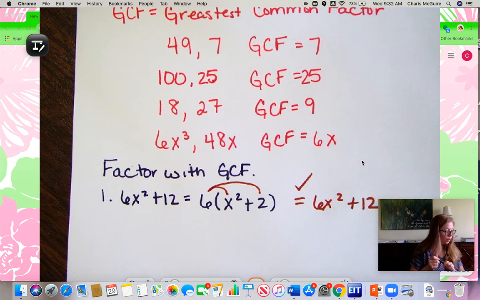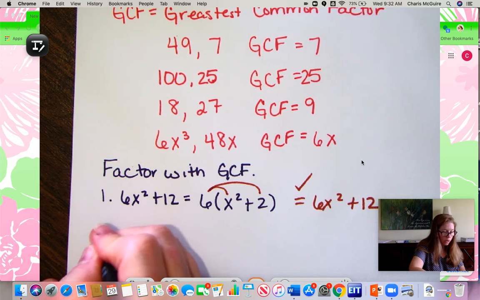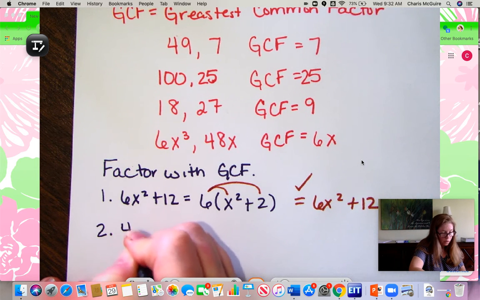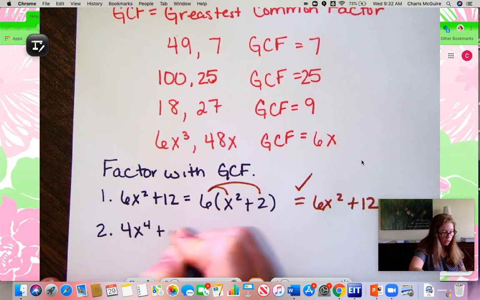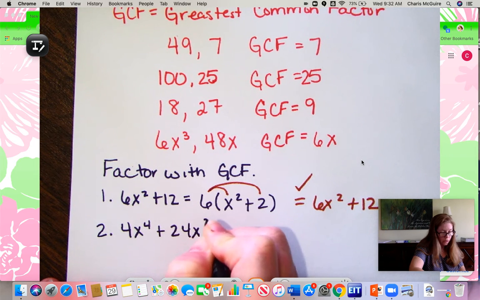Let's try a couple more. I'm going to have you try this one. Number 2, 4x to the 4th plus 24x to the 3rd.